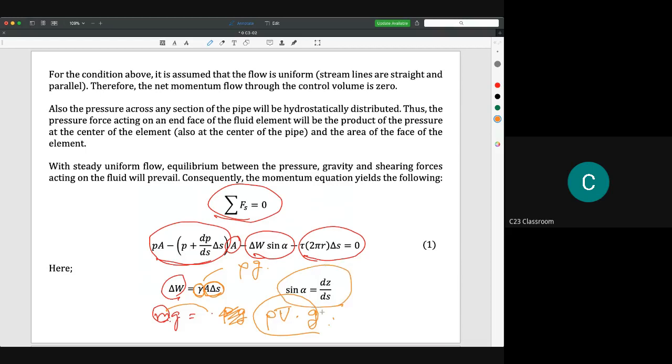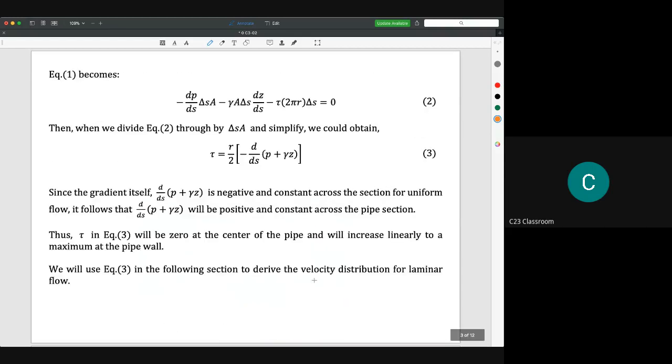And sine alpha is equal to dz over ds, and now we use the positive sign because the flow is from the bottom to the top, so it is upward, like the figure shows. So after you sum all the forces, you will find it will become like this one, and then we divide equation 2 by delta S and A, and then we can simplify the shear stress as equal to this one.